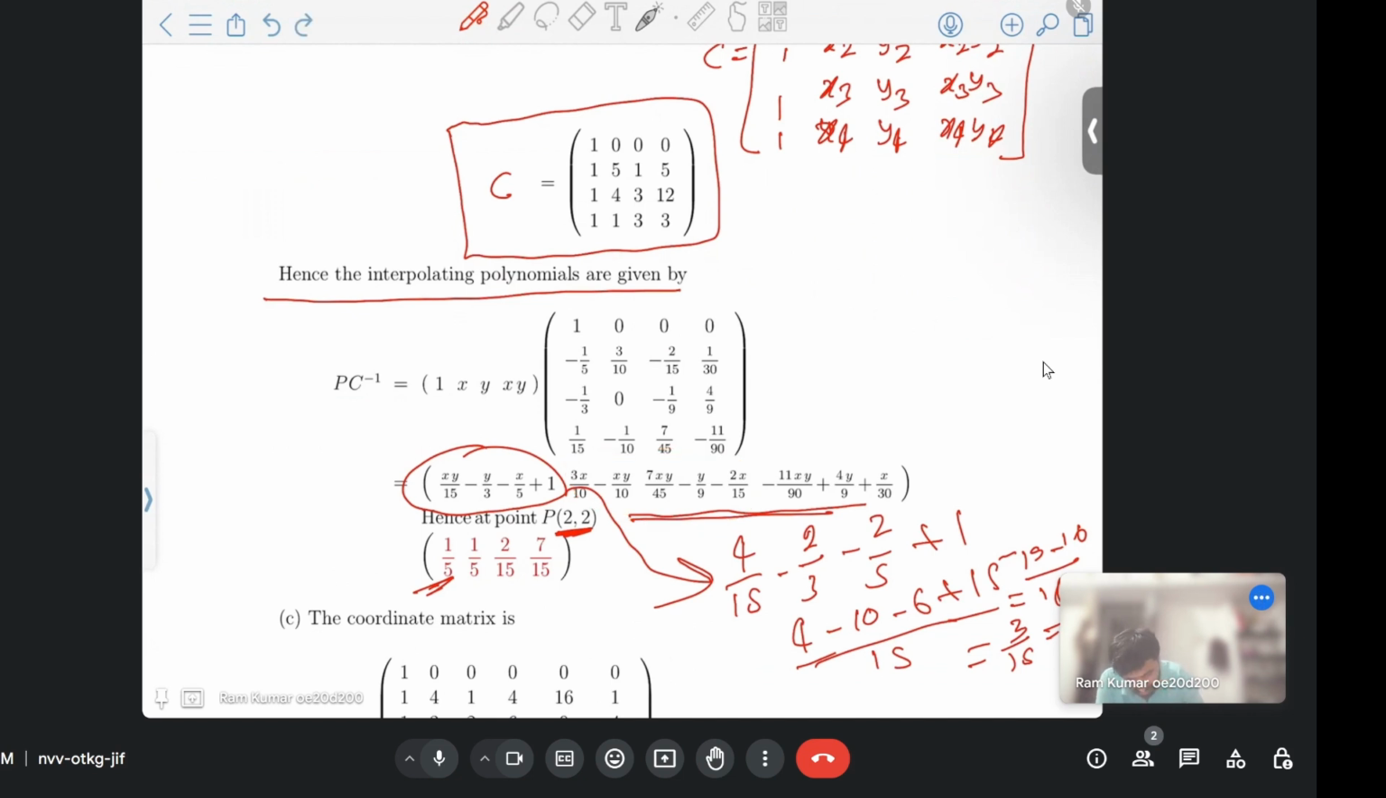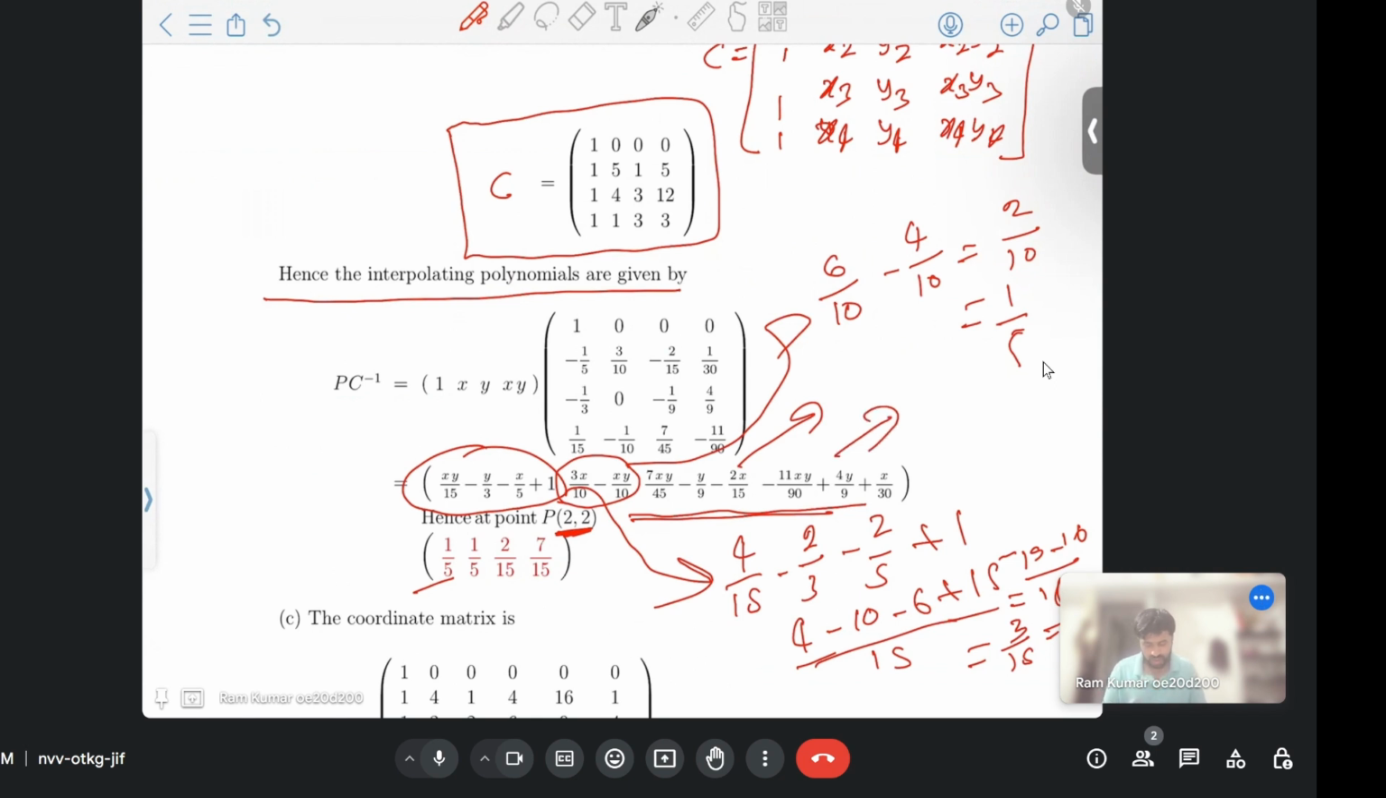So this is our second element. If I want to put 2 comma 2, it will be 6 by 10 minus 4 by 10, which means 2 by 10, equal to 1 by 5. This is similar for the third element and fourth element. So we will get all the coefficient values, all the element values for this interpolation.